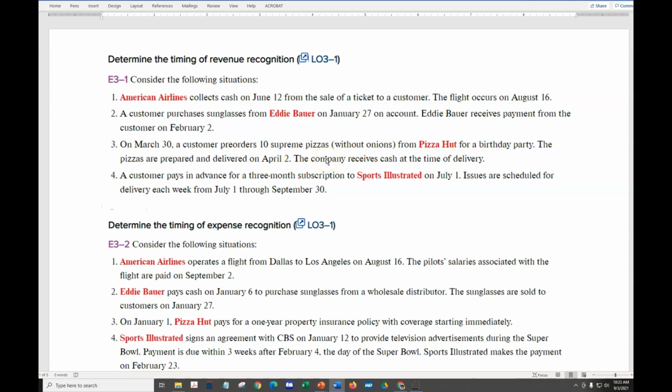And they delivered it on April 2nd and received cash the same day. So on April 2nd is when they would recognize the revenue. On March 30th, they wouldn't do anything. There's no entry. There's nothing to do. They simply wrote down an order.